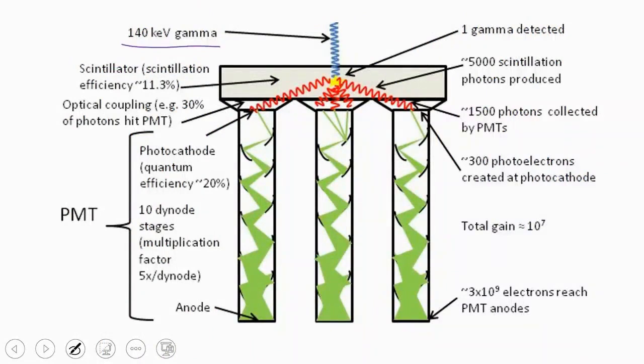Here, 140 kilo electron volts entered the crystal, producing 5,000 scintillation photons that traveled through the light guide and entered the photocathode. The photocathode converted them into electrons, resulting in 300 photoelectrons created at the photocathode.